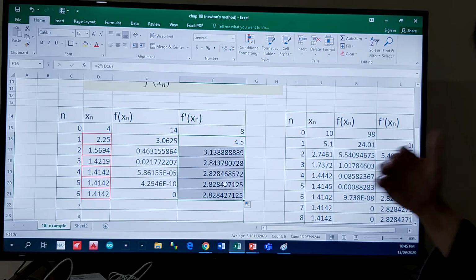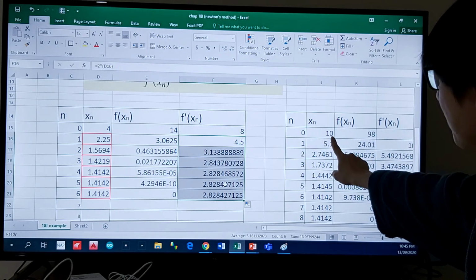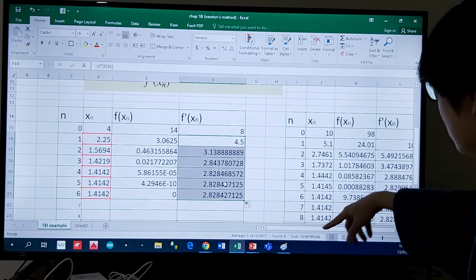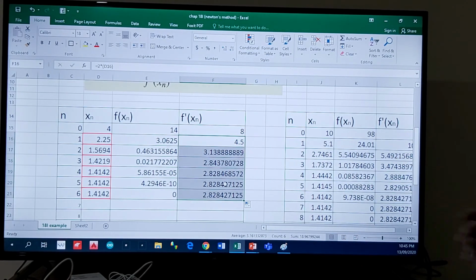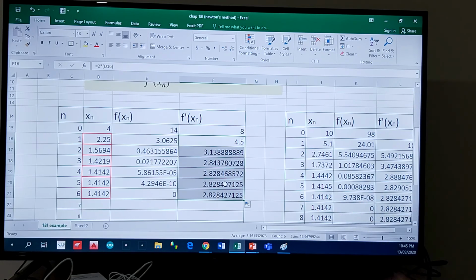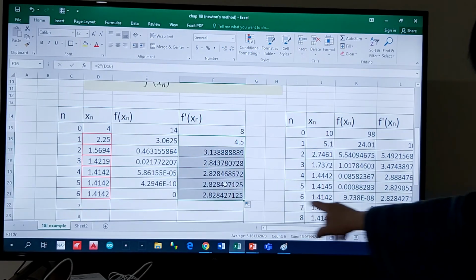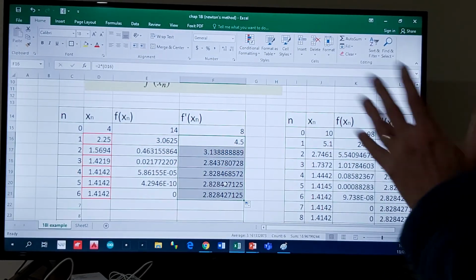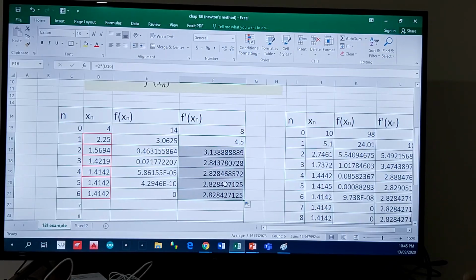So if you start with 10, then you need one more step. Actually, just one more step, you get your answer. This one you need 6 steps. This one you need 7 steps. As this number goes bigger, you need a little bit more steps, but it doesn't make much difference with a computer. So that is Newton's method.